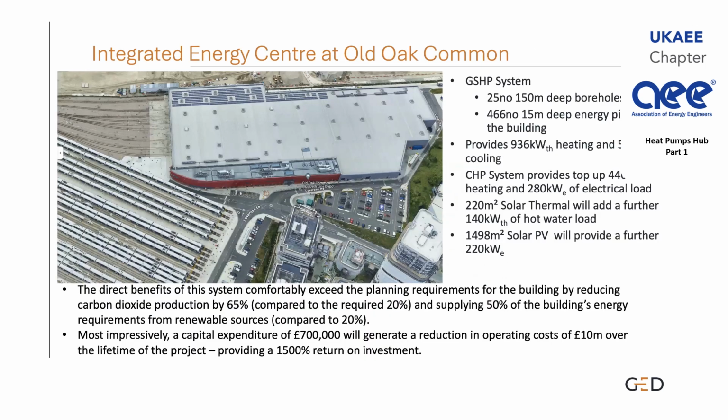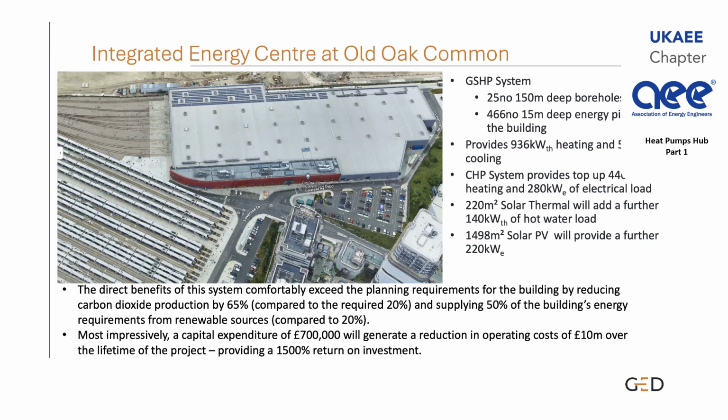So this is an example of an integrated energy centre at Old Oak Common. This was the Crossrail service sheds for the Crossrail trains doing the east-west routes in London. There are 25 150-metre deep boreholes. There are 466 15-metre deep energy piles. It provides 936 kilowatts thermal of heating and cooling. We've got CHPs in there generating all the electricity. There's 220 square meters of solar thermal on the roof going into the boreholes and directly into the heating system. And there's nearly 1,500 square meters of solar PV on the roof there.